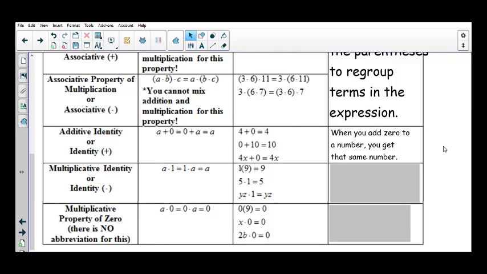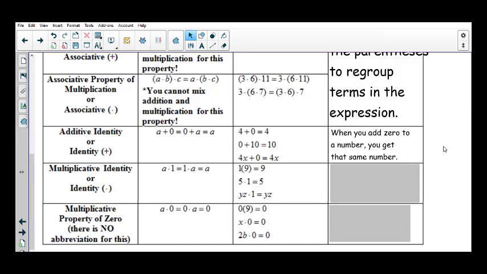The way I like to think of identity, your identity is who you are. So if you look in a mirror, you're going to see yourself. So when we talk about the identity property, if you add 0 to a number, you get the same thing back. It's like your reflection. Now, for multiplicative identity, that's a big word, I know. Practice trying to say it at home if you've got some extra time.